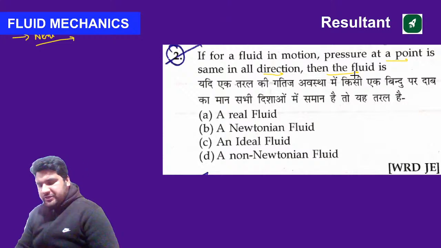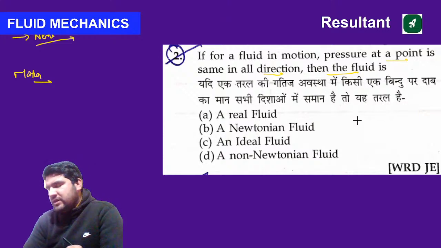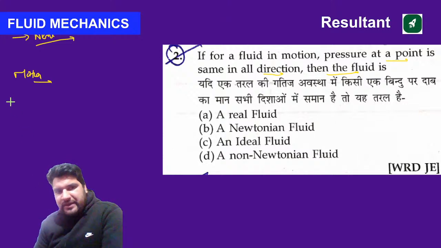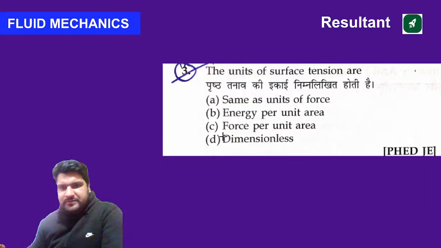So for a fluid in motion, absolutely correct, at a point pressure is the same in all the directions. Then the fluid is what? A real fluid, a Newtonian fluid, an ideal fluid, a non-Newtonian fluid. This is the Pascal law. Pascal law is valid in case of the ideal fluid. So the answer should be C. Next question on your screen.